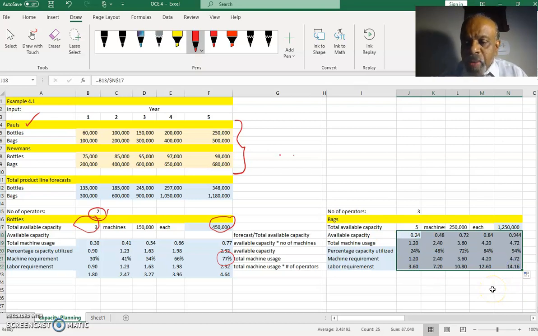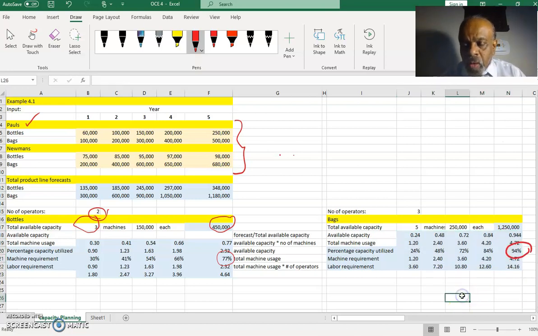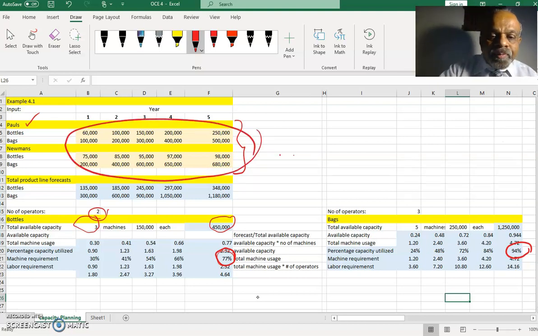So my percentage capacity utilization rate is 94%. It is 77% for my bottles and 94% for my bags. It has not exceeded my capacity. That means my company is good. This company is good for producing all this data, this production planning. So I can meet my demand with my capacity. That is the answer.